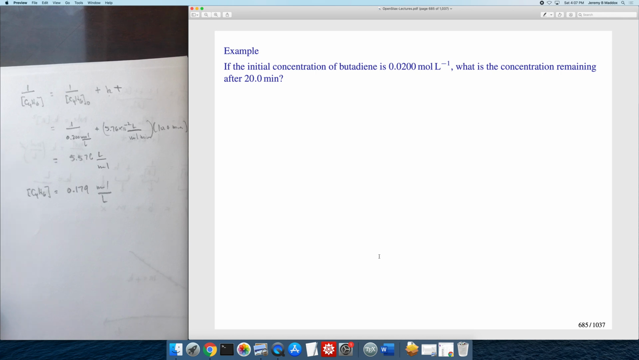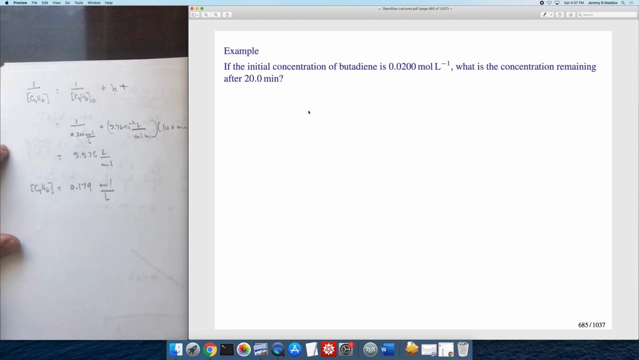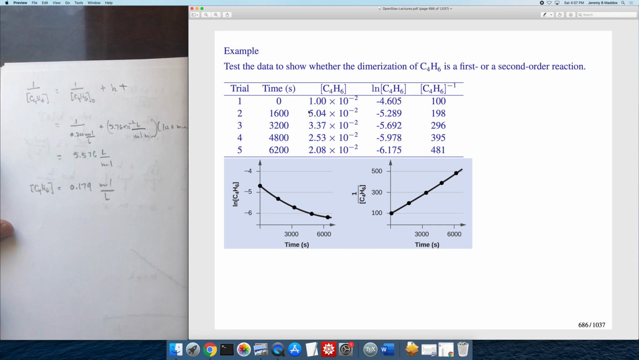This is the same type of problem, same reaction. Here they're changing it around a little bit, so it's 0.02 is the initial concentration, and then 20 minutes, but it's solved in the exact same way. You just plug in different numbers. So I'll leave that as an exercise for you guys. Let's look at some of the graphics.